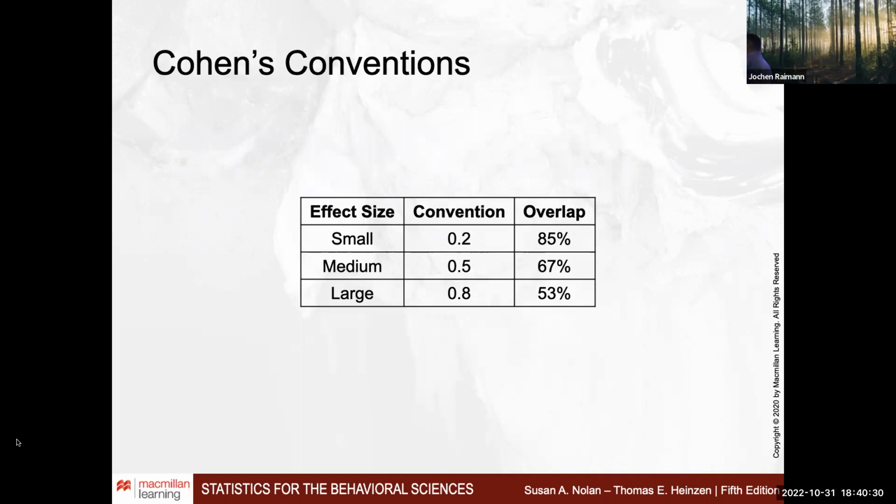You will basically interpret the effect size based on the convention by Cohen, where a small effect size would be 0.2 to 0.5. A medium effect size would be 0.5 to 0.8, and the large effect size is everything greater than 0.8. And the respective overlaps of your two distributions are reflected here. So you have with the small effects 85, with the medium effects 67, and 53 or less with the large.